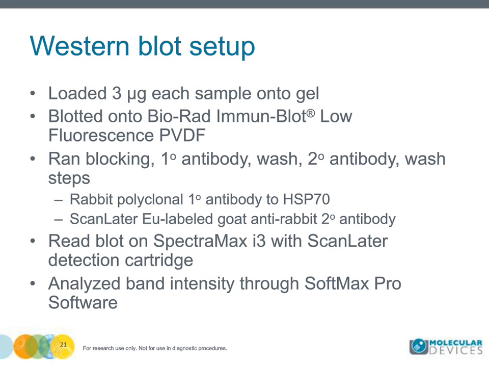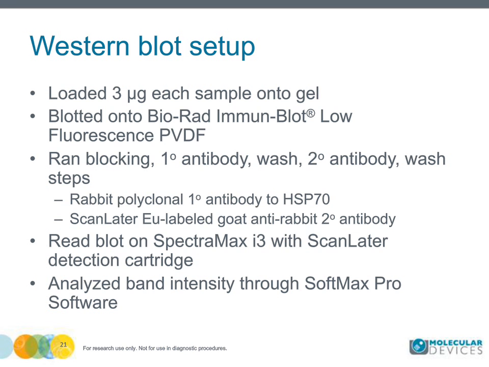So after we blotted onto the membrane, we ran blocking steps, then primary antibody, and the primary antibody here was the rabbit polyclonal antibody against HSP70. Did a series of wash steps. We applied our secondary antibody, which in this case is our ScanLater Europium-labeled goat anti-rabbit secondary, and then a final set of wash steps.